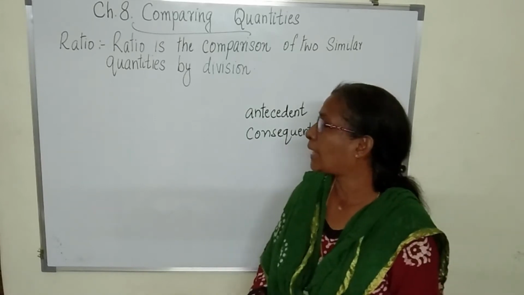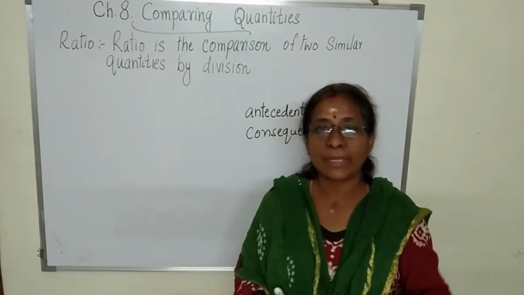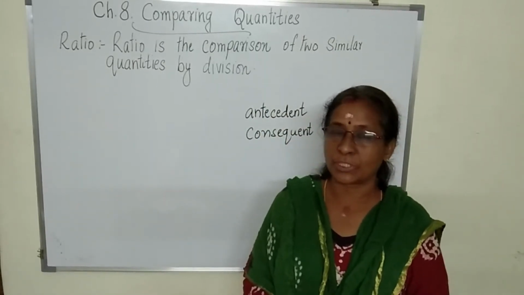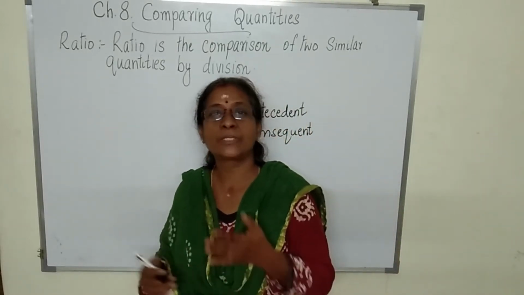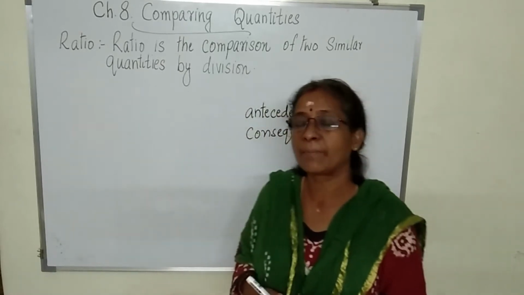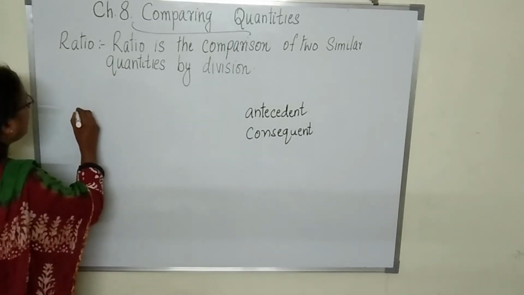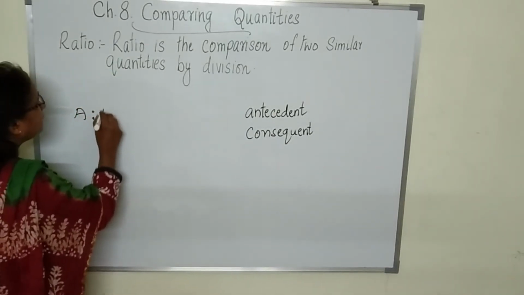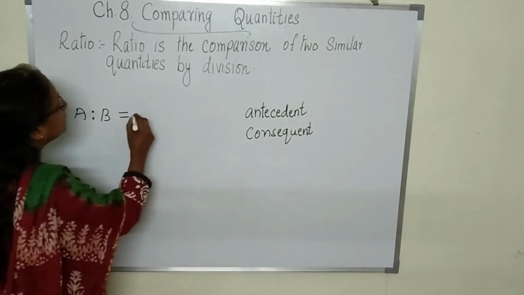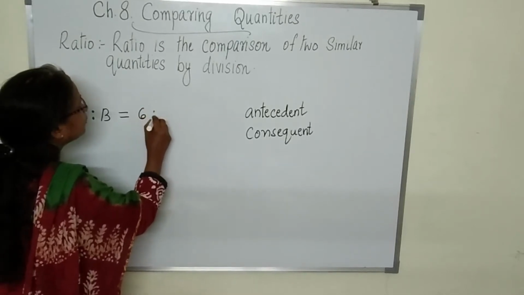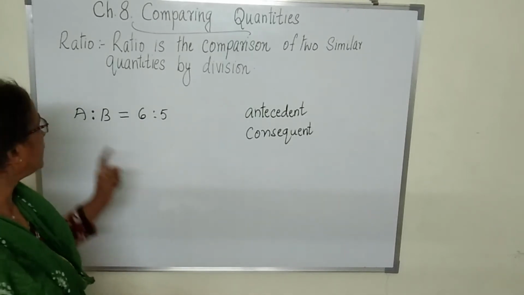division. For example, if you want to compare the heights of two children or the weights of two children or the marks of two children or whatever it is, there is only one condition, that whatever you are comparing, it should be similar quantities. For example, if we want to compare the heights of two children, the first boy A and the second boy B, if we get 6:5, this is a method of writing the comparison.